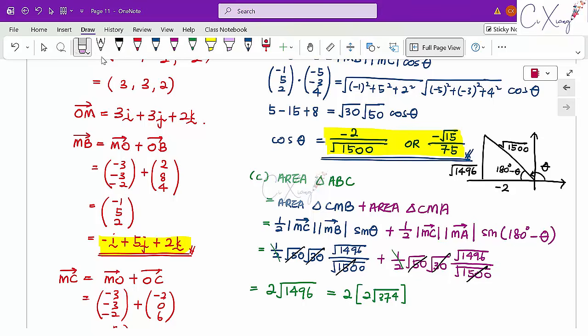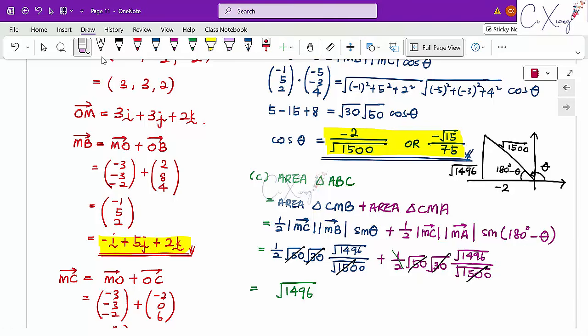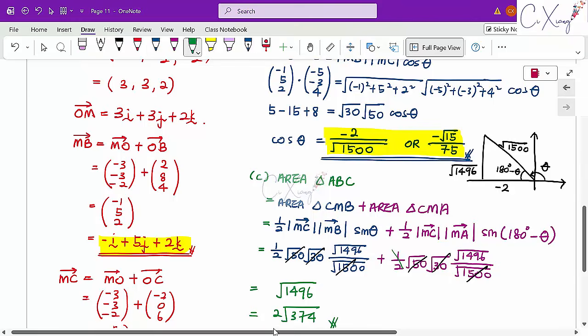Sorry, wait, there's a careless mistake here also. I'm having half, so half square root 1496 plus half square root 1496, you're having 1 square root 1496. Then if you further simplify it, you should have 2 square root of 374. They're asking for an exact value, so you can see that I try my best to rephrase it into the third form.